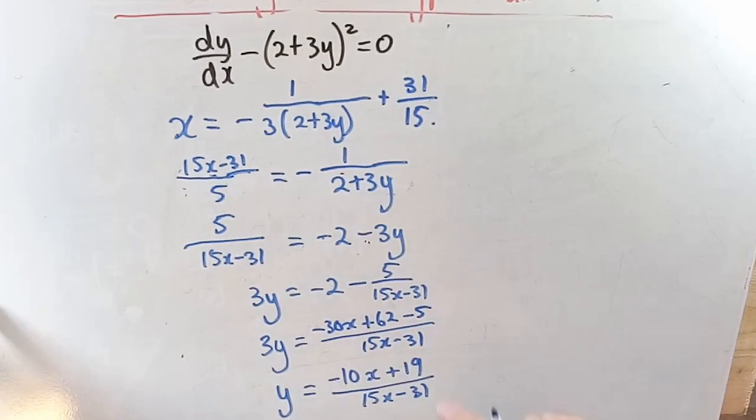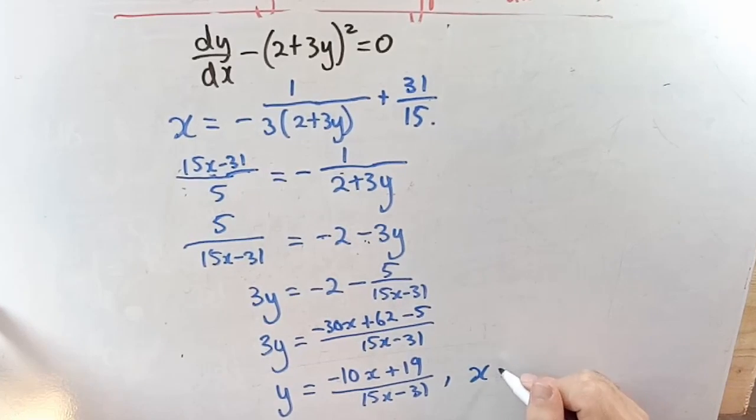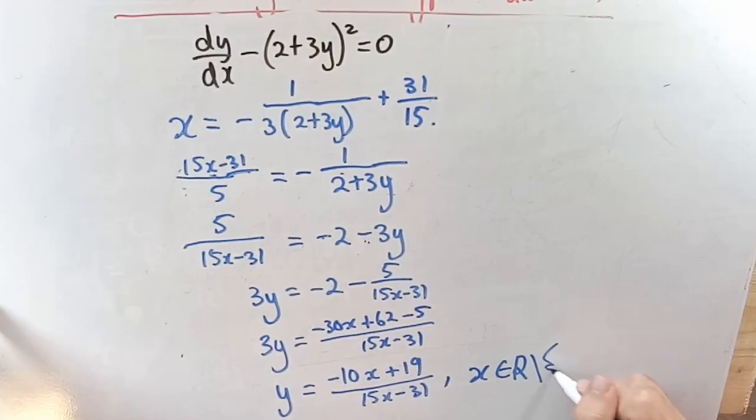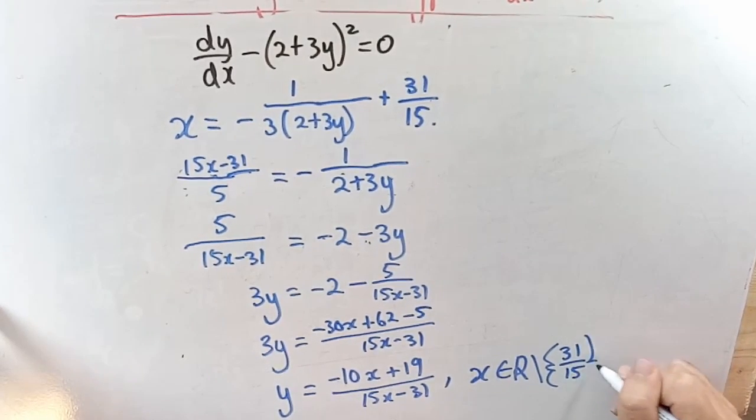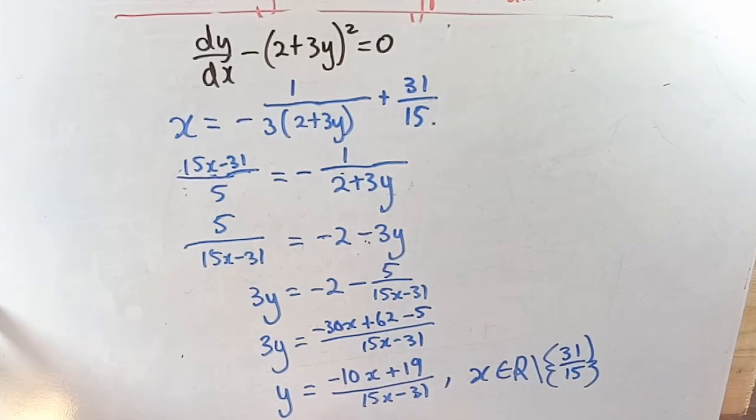Well, that's 57 divided by 3. Should be 19. Wonderful. Okay, so this is valid for x in R except for what value? When this denominator is 0, so that's 31 over 15. So as long as x doesn't equal that, then this should be the solution to this.